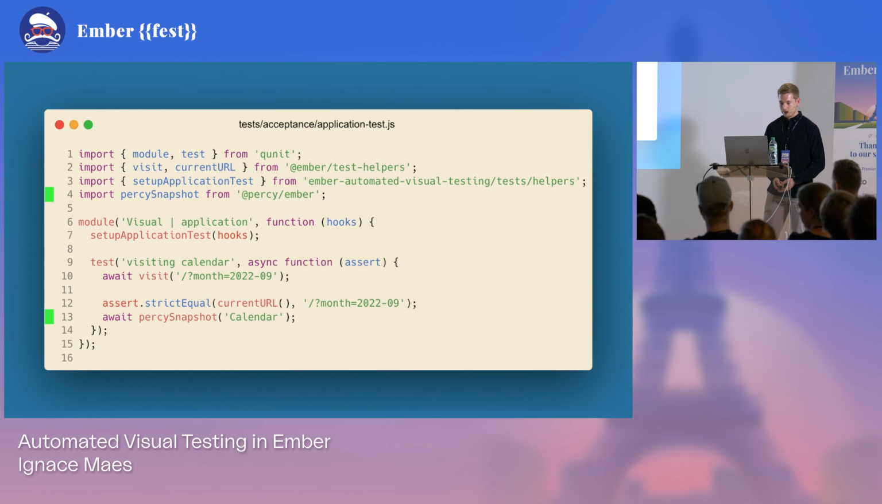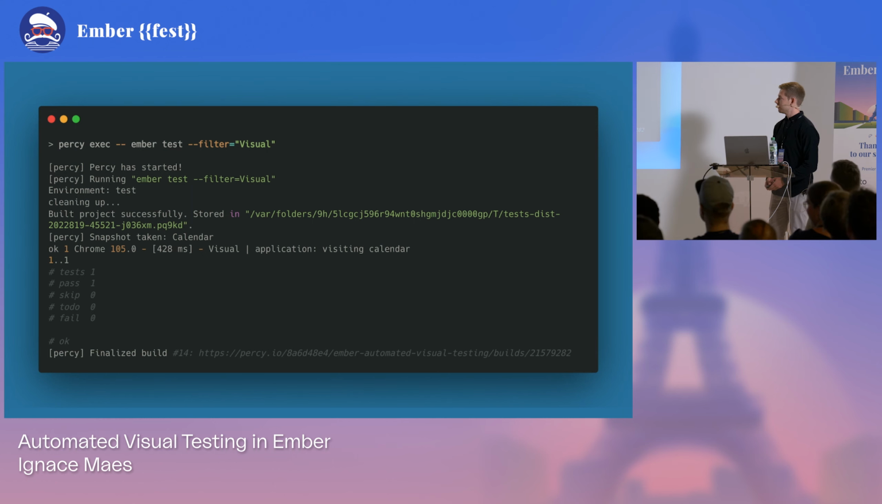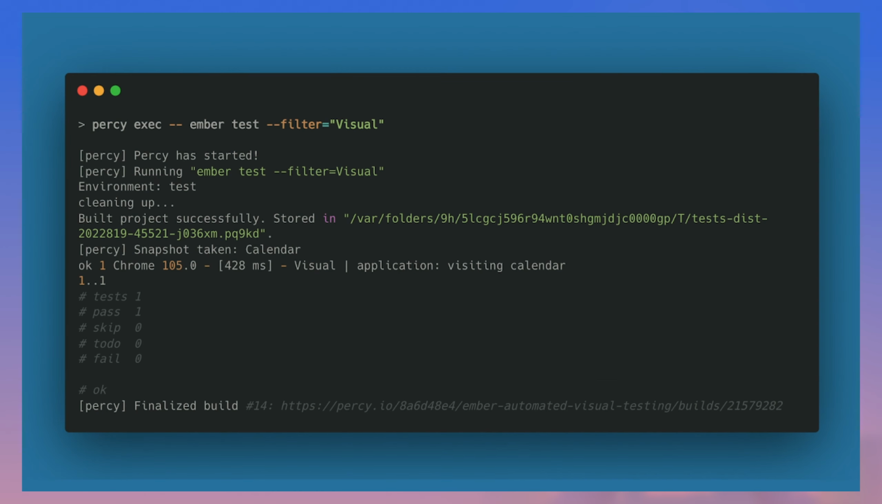So let's run it. What does this do? If we execute it, we can just run it like a regular Ember test. So we have ember test and then we filter on it just so we get that visual test. But the difference here is that we prefix it with percy exec, because that's what their CLI needs to be able to send over that snapshot to their server.